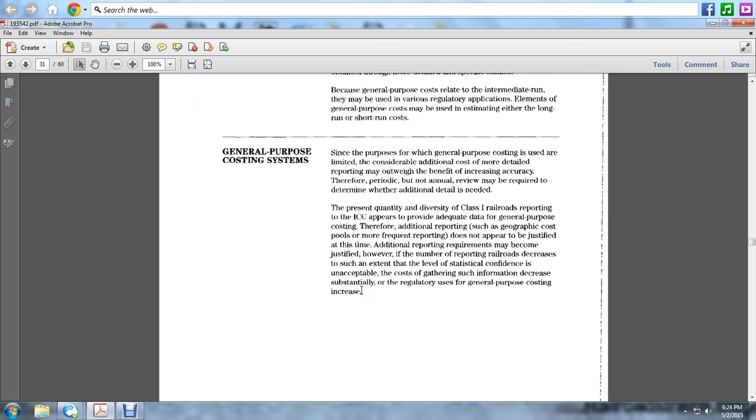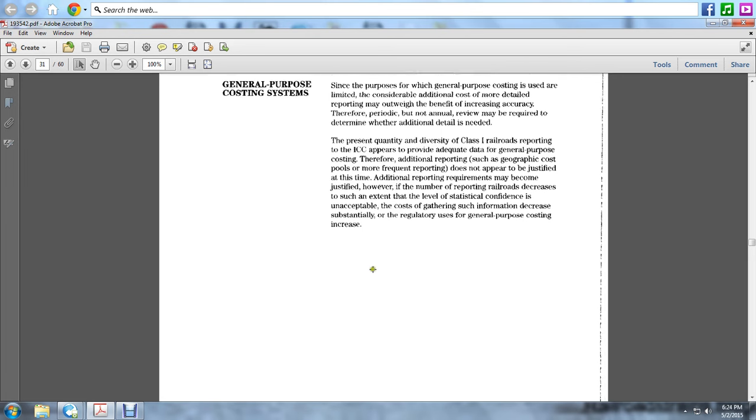Additional reporting requirements may become justified, however, if the number of reporting railroads decreases to such an extent that the level of statistical confidence ceases, or the cost of gathering such information becomes unacceptable. Substantial regulatory use of general purpose costing may also increase.